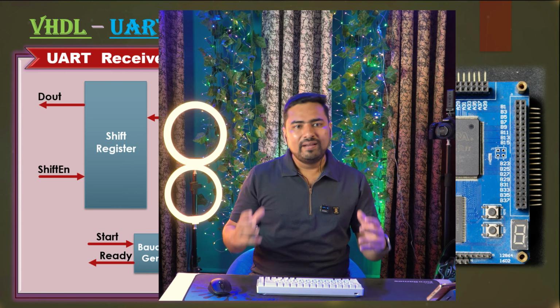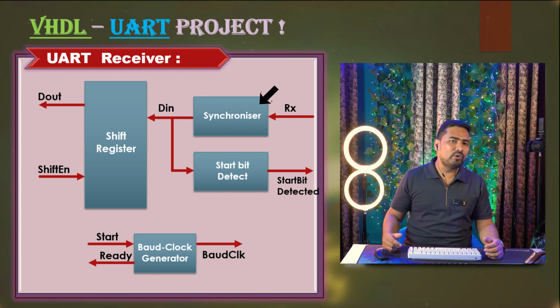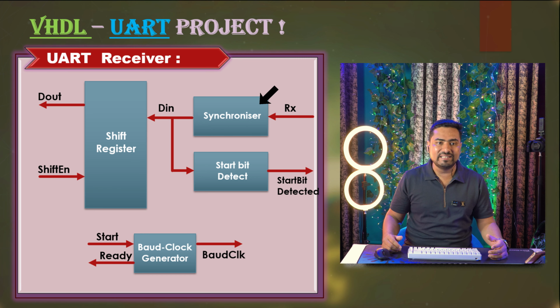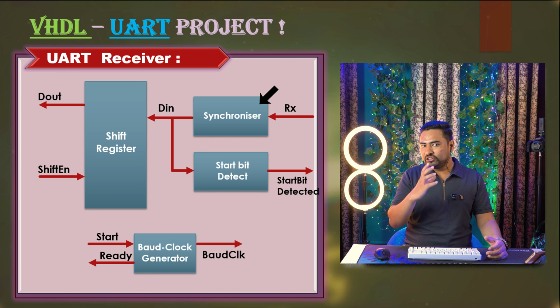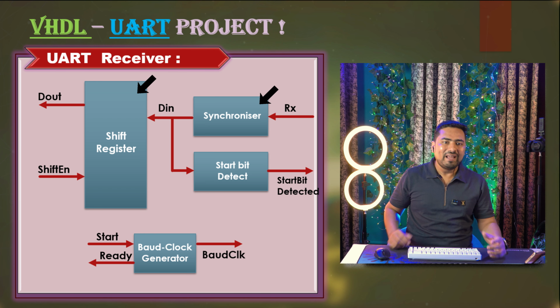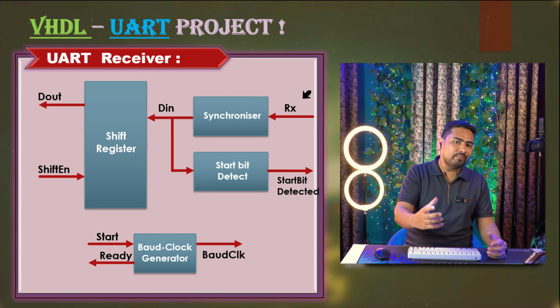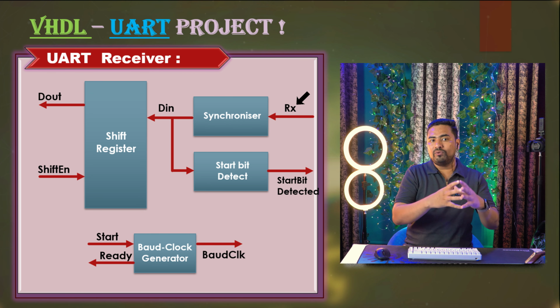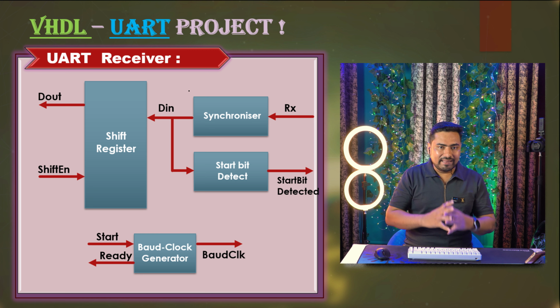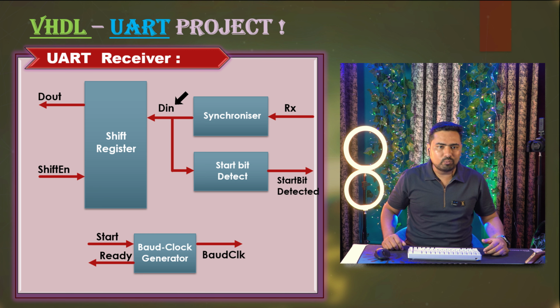Hi, in the last session, we completed the VHDL code for shift register and tested it using test bench. Now we will design synchronizer module for our UART receiver. If you remember from the UART receiver block diagram, then this synchronizer is placed just before the shift register. And the synchronizer will take the input signal from the receiver and it will synchronize that input with the system clock frequency, and then we will pass it to the output.